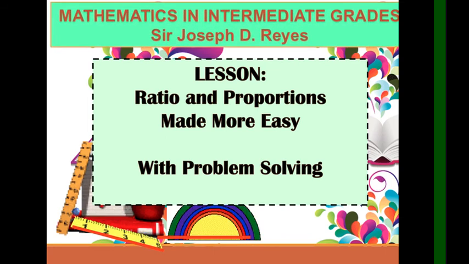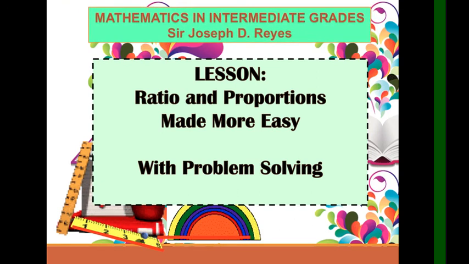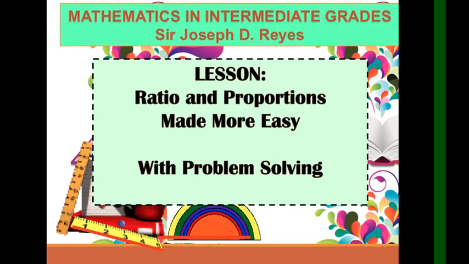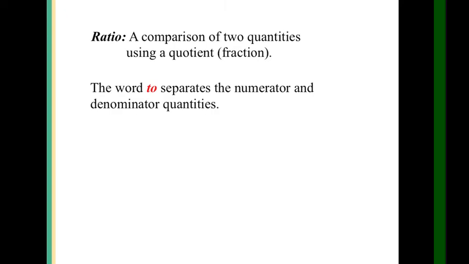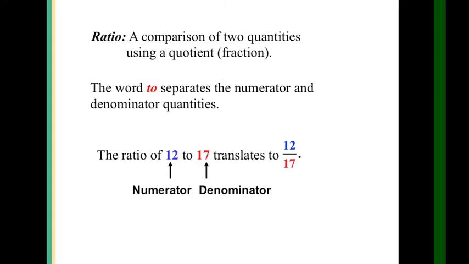Thanks! And now let's proceed to our main topic for today, which is all about ratio and proportion. So, dito sa portion na ito, ang ituturo sa inyo is paano ba ituro sa mga bata ang ratio and proportions. Ratio, a comparison of two quantities using a quotient, fraction. Kapag sabing quotient or fraction, or kapag nakakita ka ng fraction, sometimes we call it a ratio of the two quantities. So the word "to" separates the numerator and the denominator quantities. Halimbawa, the ratio of 12 to 17 translates to 12 over 17 in fraction. Yung 12, siya yung magiging numerator, yung 17, siya naman yung magiging denominator.